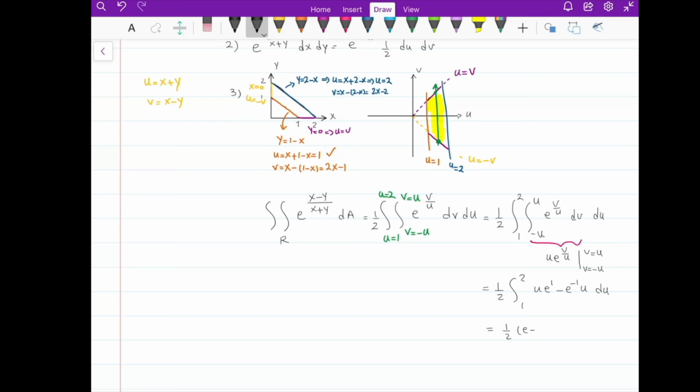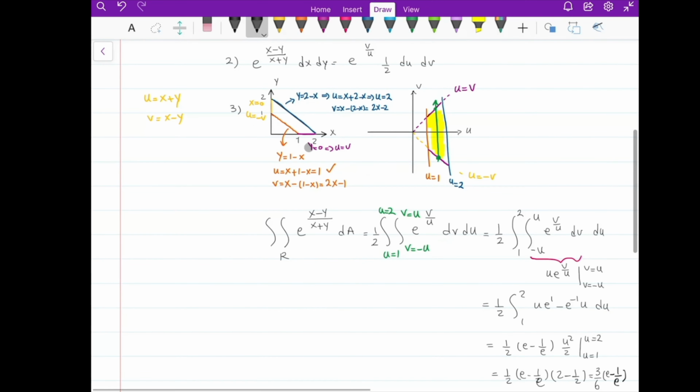Okay, so 1/2 (e minus 1 over e) would be the constant, and then I get u squared over 2, with u from 1 to 2. Plug in 2, I get 4 over 2, minus plug in 1, which is 1/2. Okay, so this one would be 3 over 2, so it would be 3 over 4 times (e minus 1 over e). That's how we change the variables.